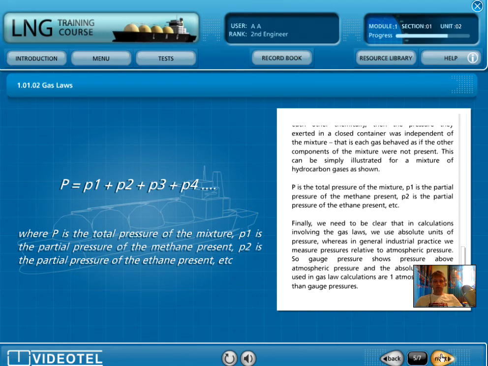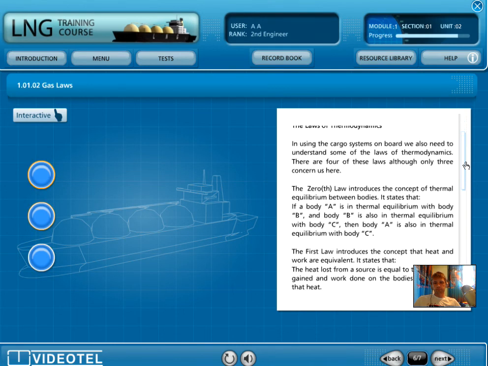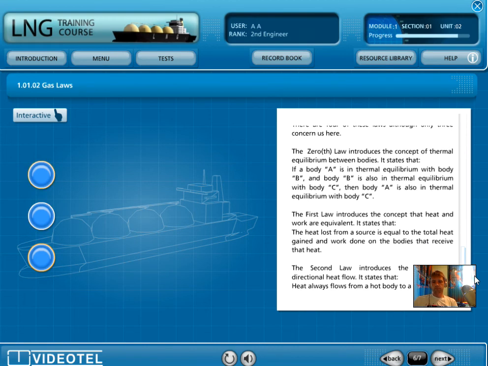So let's move on. The laws of thermodynamics. In using the cargo systems on board, we also need to understand some of the laws of thermodynamics. There are 4 of these laws, although only 3 concern us here. The 0th law introduces the concept of thermal equilibrium between bodies. It states that if a body A is in thermal equilibrium with body B, and body B is also in thermal equilibrium with body C, then body A is also in thermal equilibrium with body C.